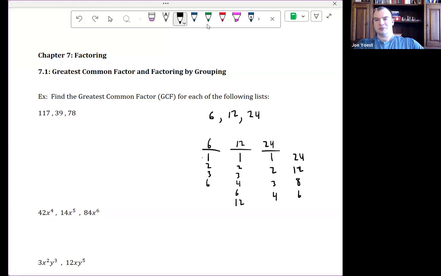Now I see that these numbers have some common factors. For instance, 1 is a factor that is common to all 3 lists, 6, 12, and 24. 2 is also a common factor. It's common to all the lists. It's in all of the lists. It's common in that sense. 3 is also a common factor. Maybe I'll write it like, diamond.